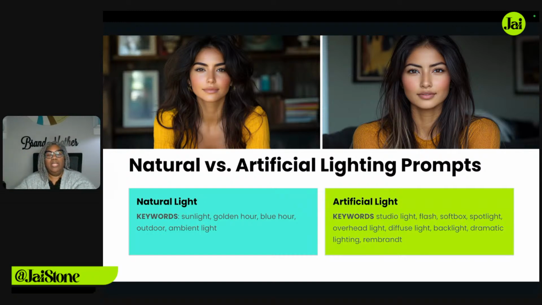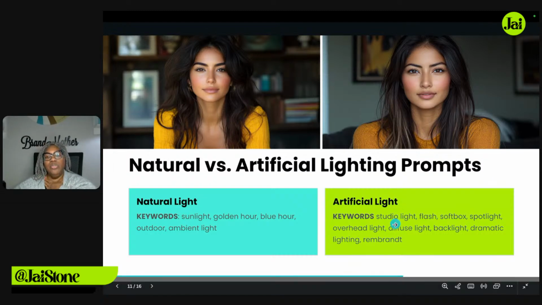Then artificial light. That's going to be studio. I'm a fan of studio lighting, particularly for people of color. The natural light kind of gives us a glow. But if you've got deep melanin, a lot of times you want to go for the artificial light to reduce the shadows. Okay, we need to reduce the shadows.